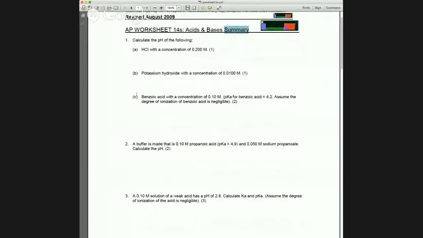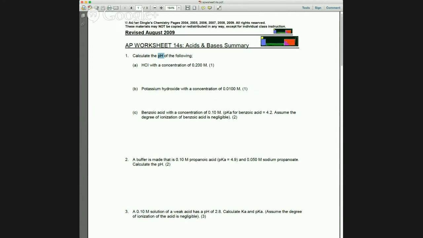1C. So we have this benzoic acid with a concentration of 0.10 molar, and the pKa for benzoic acid equals 4.2. Assume the degree of ionization of benzoic acid is negligible. So not too bad. And the original question is calculate the pH. So this actually relates to another question that I posted about relating pH, pOH, H plus, OH minus, Ka, Kb, and Kw. And so we're going to jump into that.